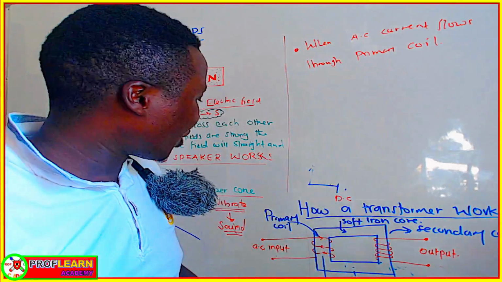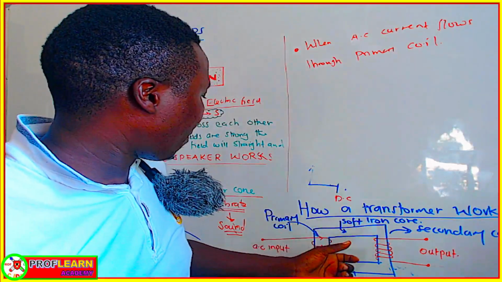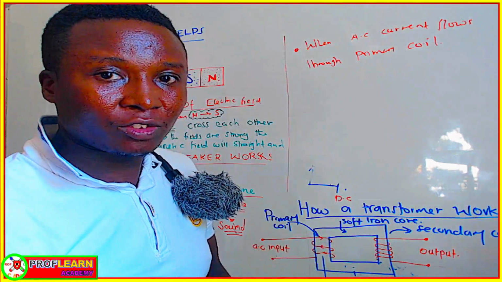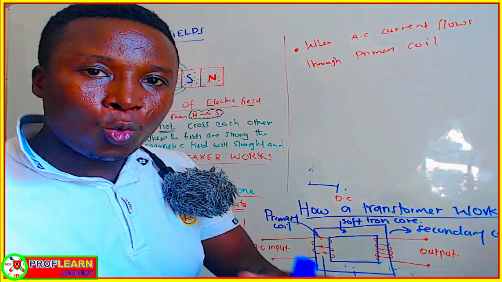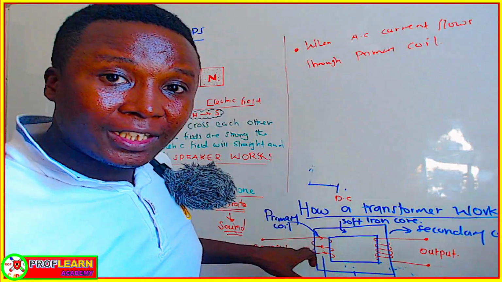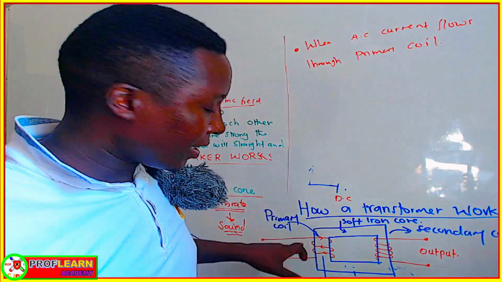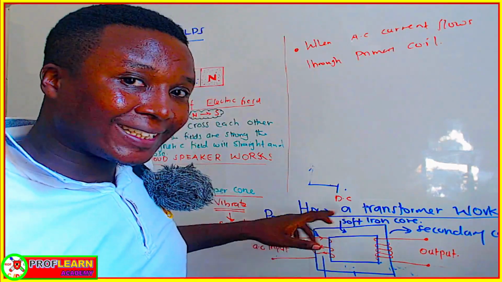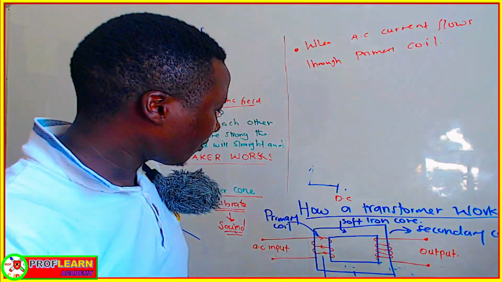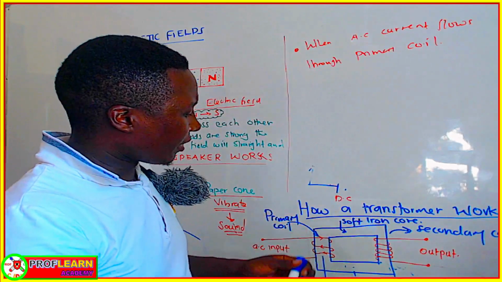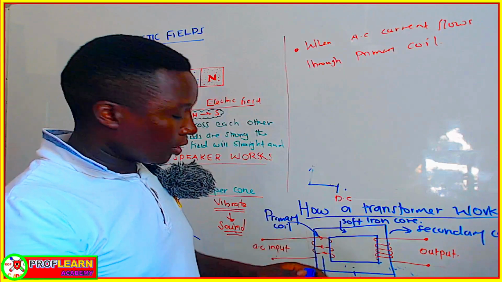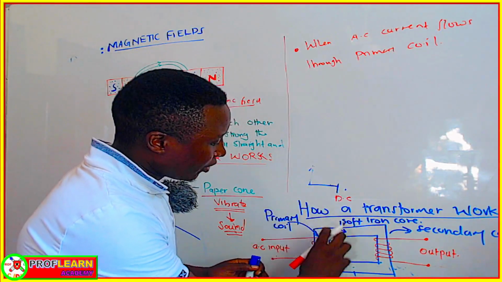So if you are told to explain how a step-up transformer works, you will start by saying when alternating current flows through the primary coil, magnetic fields will be created. The magnetic fields created here are constantly changing direction and also changing size. When those magnetic fields are created, they are going to cut through the secondary coil. So magnetic fields will be created around the primary coil.